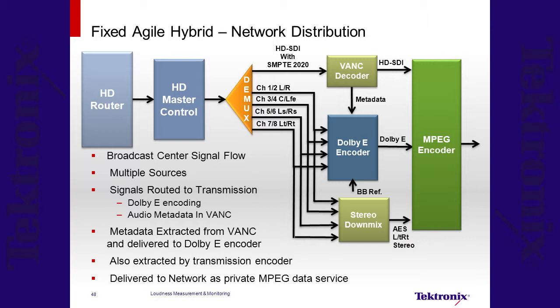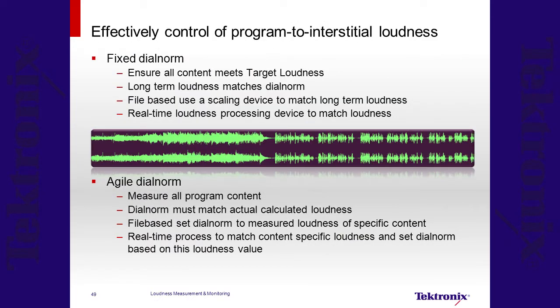A stereo downmix of multi-channel audio is also provided, so that the MPEG encoder provides a video stream and various audio data streams for transmission to affiliates. Typically, only a limited set of metadata modes are allowed to simplify system implementation. The idea within these systems is to effectively control the loudness between programs and commercial material.